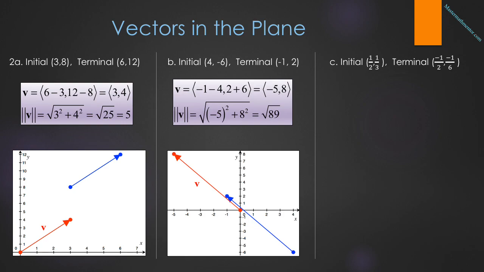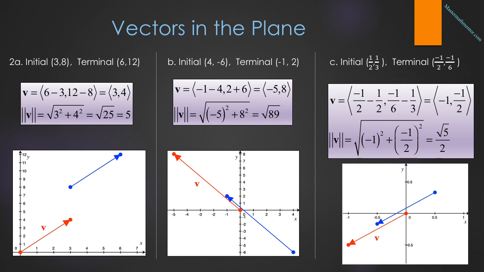In B, we have the initial point (4, -6), and the terminal point (-1, 2). So the vector can be written as (-1 minus 4, 2 plus 6), which is (-5, 8). The magnitude of that vector is the square root of (-5) squared plus 8 squared, which is the square root of 89. So we see the initial point and terminal point in blue, and the corresponding vector, which starts at the origin and is in red.